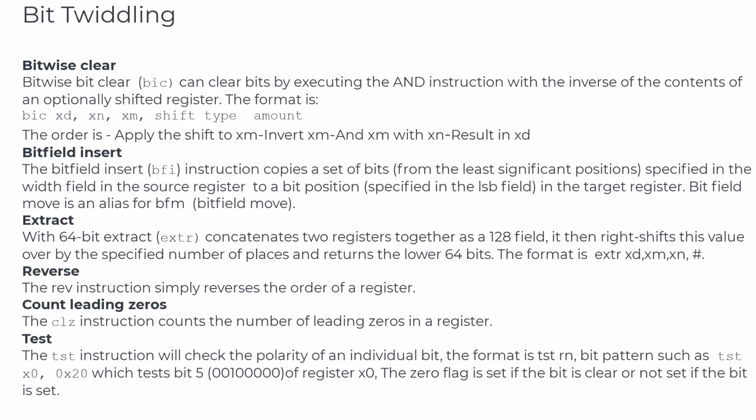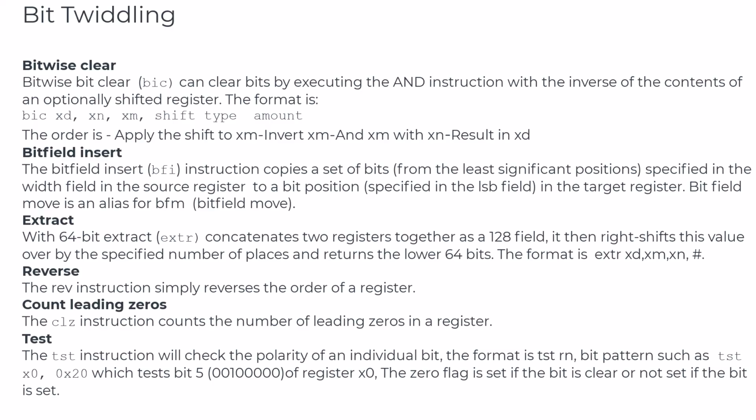Next, we have bit field insert, BFI. And this instruction copies a set of bits from the least significant positions, which is specified in the width field of the source register, to a bit position that we also specify in the target register, and the bit field insert is an alias for bit field move, BFM.